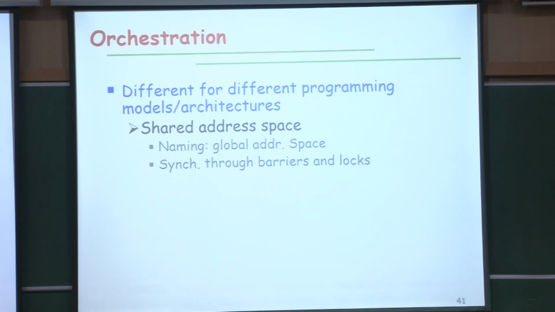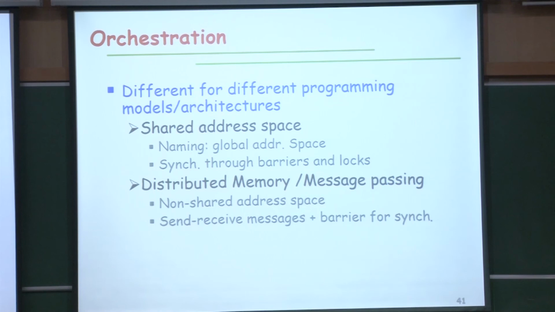So, as I mentioned, in the case of a shared address space, you are going to use the shared address space and make sure that the interaction happens through it, but you will have to do appropriate synchronization, either using barriers or using locks. In the case of distributed memory programming, there is no shared address space. So, data has to be communicated by means of send and receive messages, but you will also use barriers for synchronization. That is essentially what you will do.